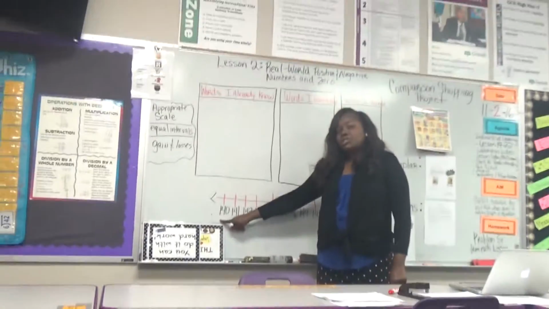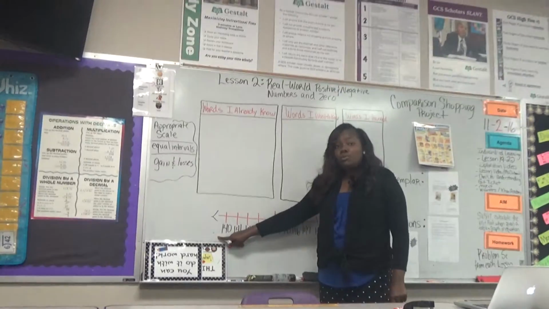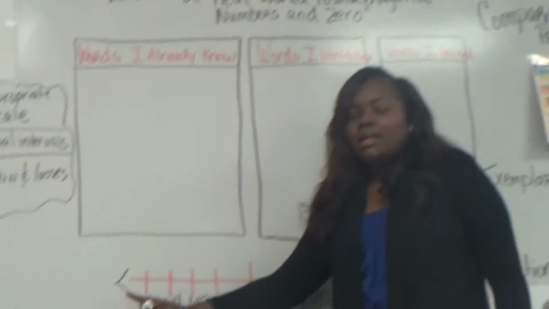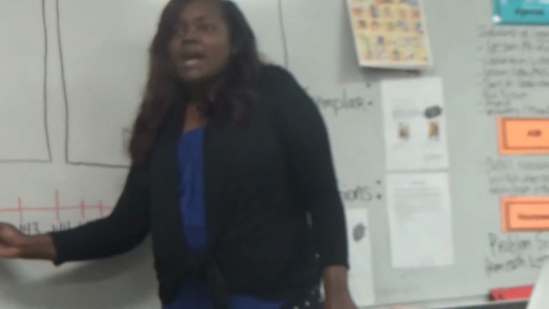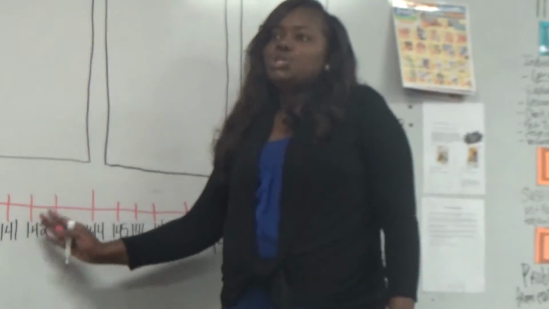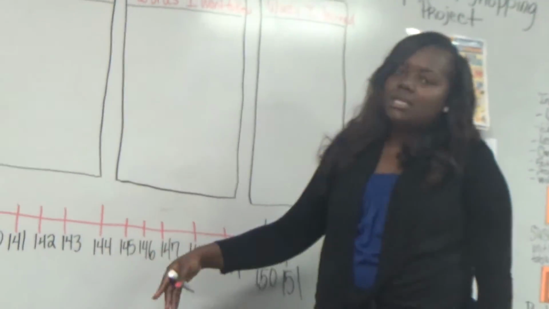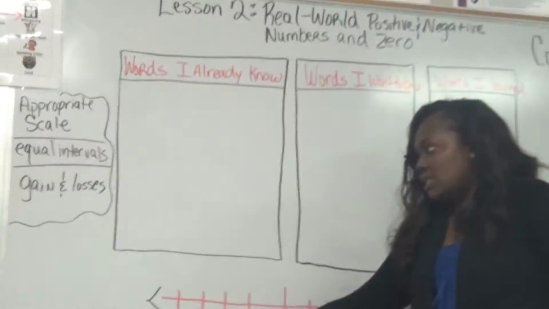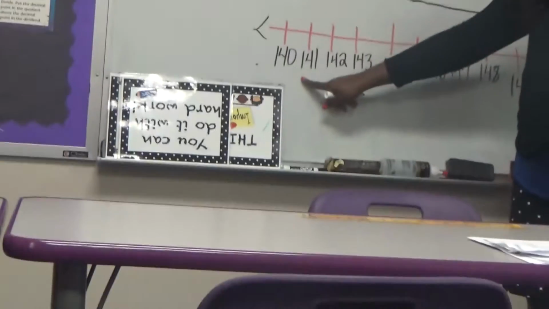You have to make sure that you include equal intervals. So what that means is I can't start at 1 and then start counting by 5s and then start counting by 2s on the next one, and then 3s, and then back to 7. So it has to be equal distances apart or equal intervals apart.